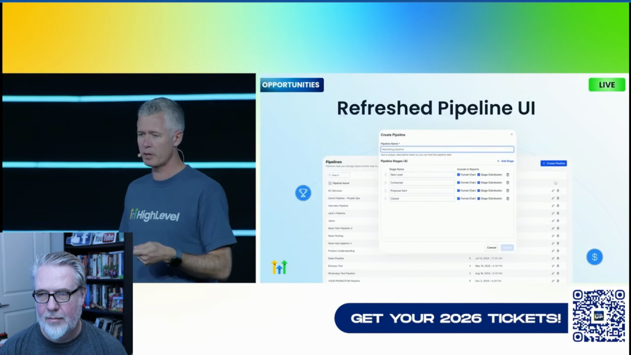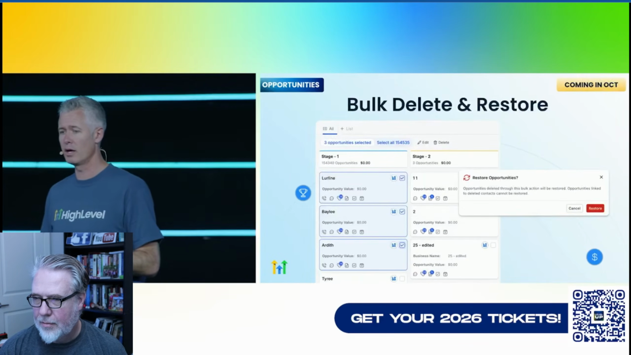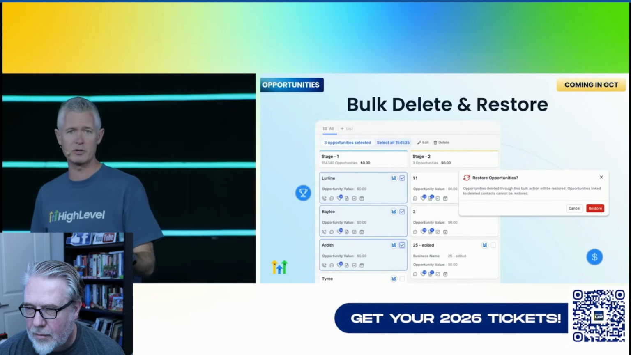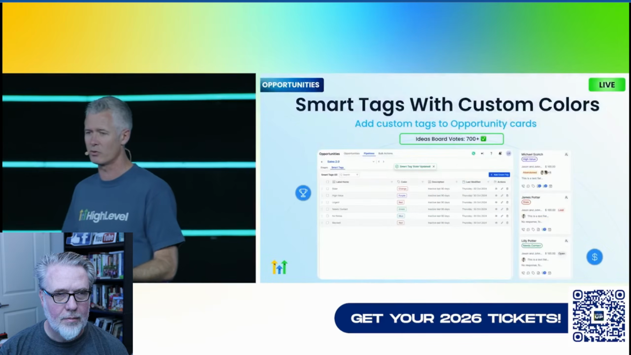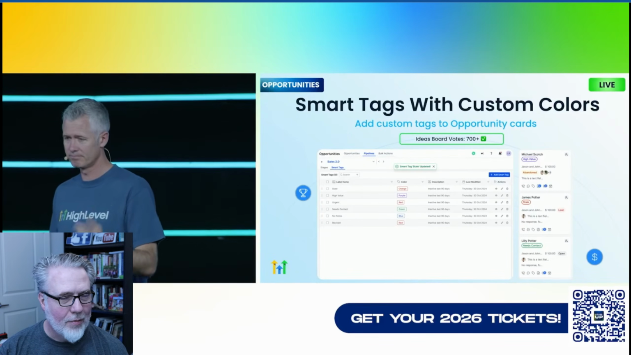Opportunities: refresh pipeline UI, pipeline permissions. This was a big one for people. Bulk delete and restore. So, oops, I deleted 1,000 opportunities. Can you please ask the dev team to undo it? No, but you can yourself now, which is really cool. Smart tags with custom colors. This is really neat. I've heard of people accidentally deleting contacts.